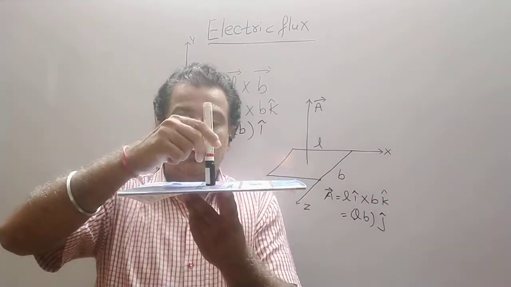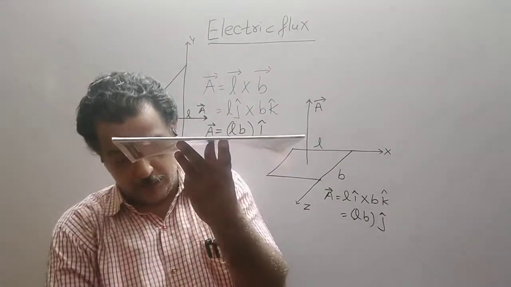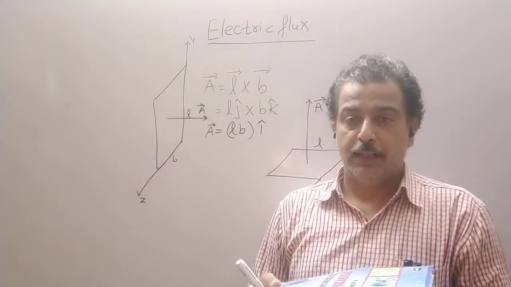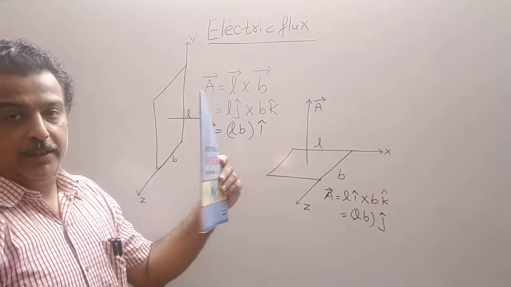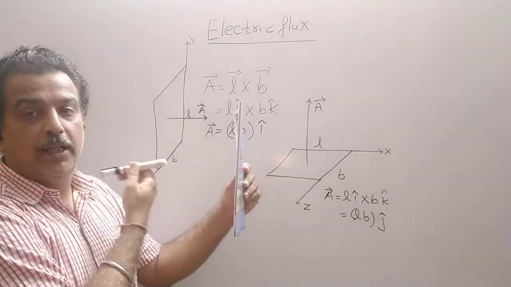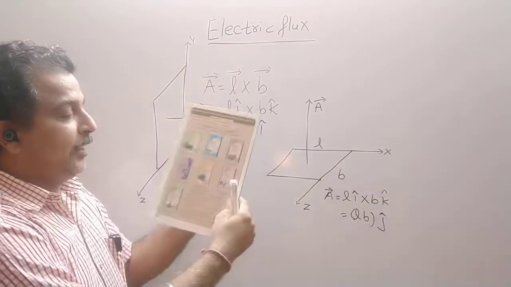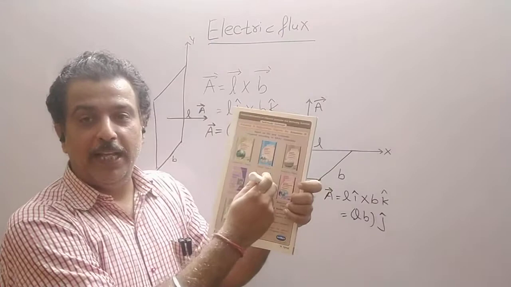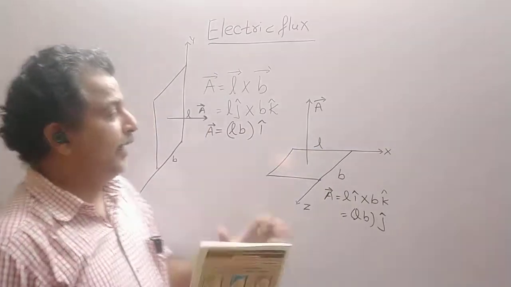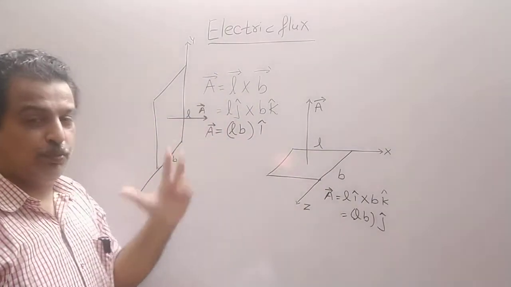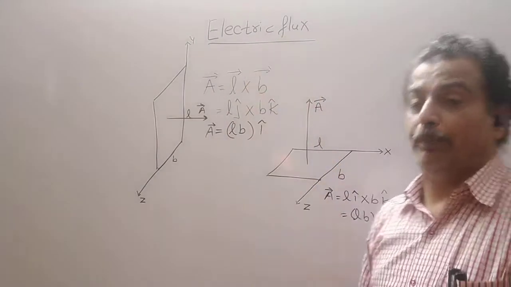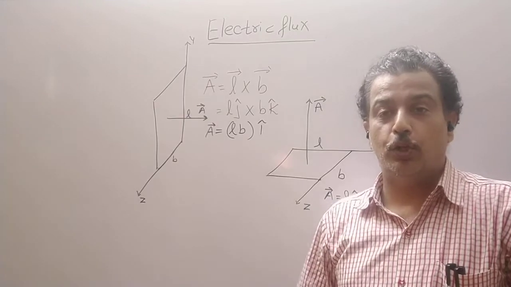Now normal can be along the y-axis, or its normal can be along the negative y-axis. That we can determine by this formula. If I keep this plane like this, the area vector can be taken along the x-axis or along the negative x-axis. So area vector is always normal to the plane, that is coming outward or going inward. That direction can be determined by this cross product. So if the orientation changes, the electric flux will also change.